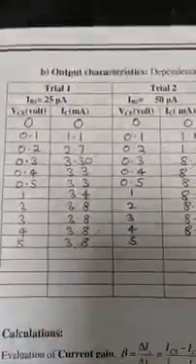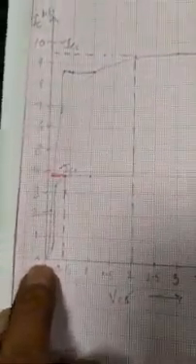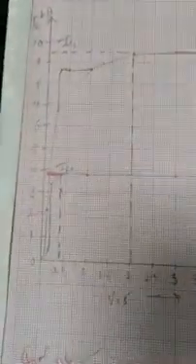Look at these values in the graph. These are the values we are going to take. By plotting the graph, VC will be on the x-axis, IC will be on the y-axis. So you can start with the 0, 0 value. VC is equal to 0, IC is also 0.